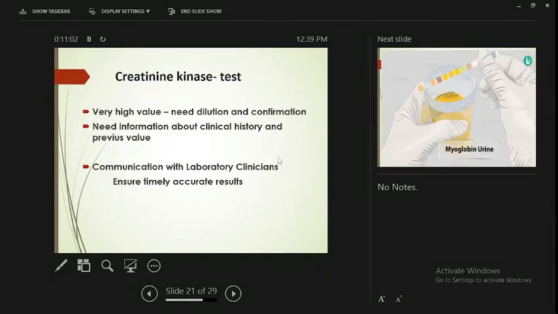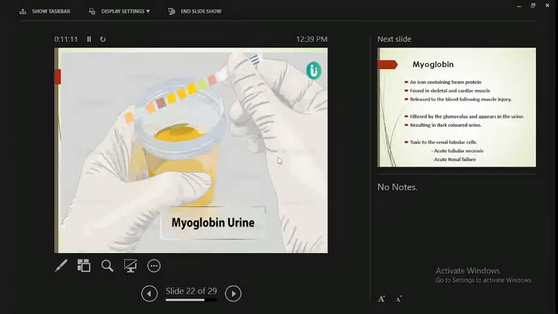And again, for the test method, high values need dilution, and the clinical history and information are important for timely results. Then the other test that was done for rhabdomyolysis is the myoglobin in urine.